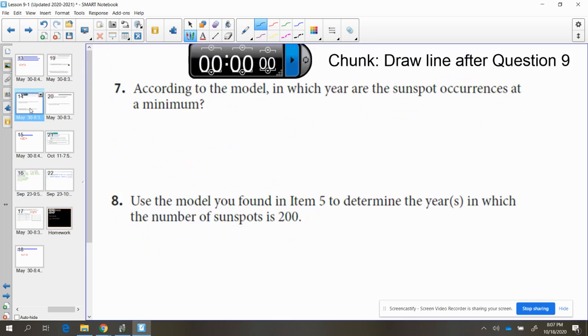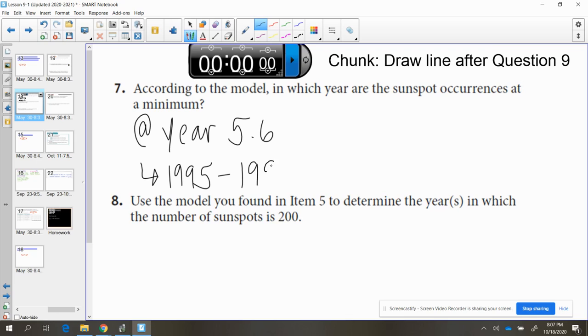Okay, so that minimum is actually going to be helpful to us if we look at the bottom of page 120. In what year are the sunspots at a minimum? That's at year 5.6. Again, looking at that model, that's going to be about halfway through 1995, 1996 time frame, if we're talking years.